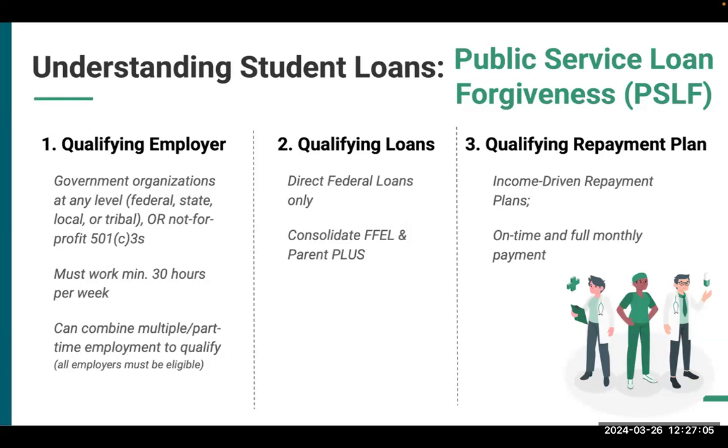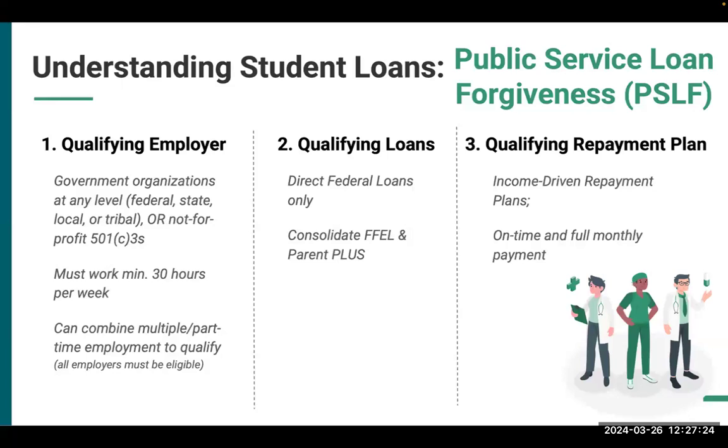After you have made 120 qualifying payments. Now, what constitutes a qualifying payment really comes down to these three things that you see on your screen right here, and that you must satisfy simultaneously. We'll start on the left here with number one, qualifying employment.